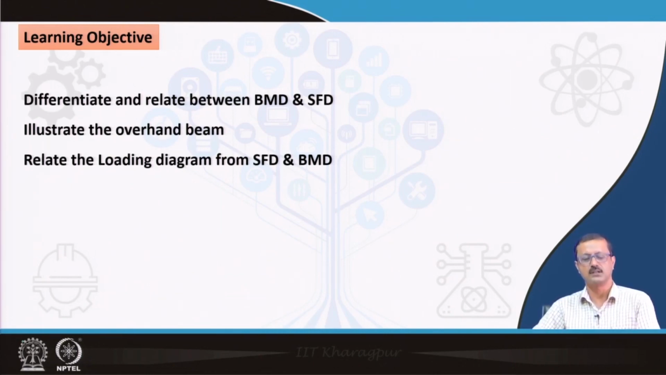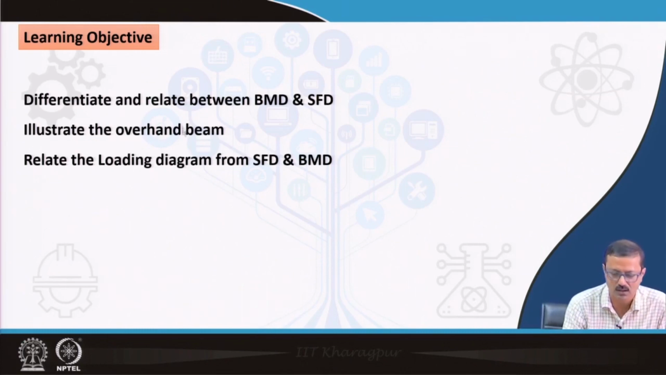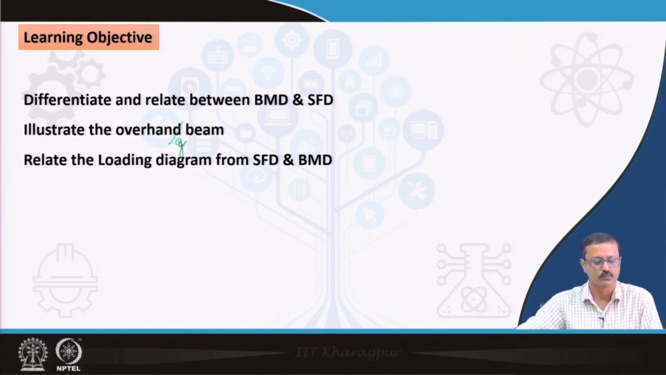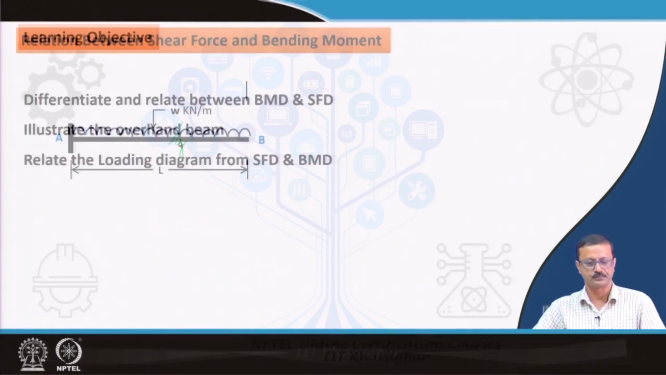So, the learning objective of this lecture is that we will differentiate and relate the BMD and SFD. Perhaps at this point you can differentiate between the BMD and the SFD, but we have to now relate these two mathematically and conceptually. We will also illustrate overhang beams; this is a slight spelling mistake, it is not overhand but overhang beam. And we will also relate the loading diagram from the SFD and the BMD.